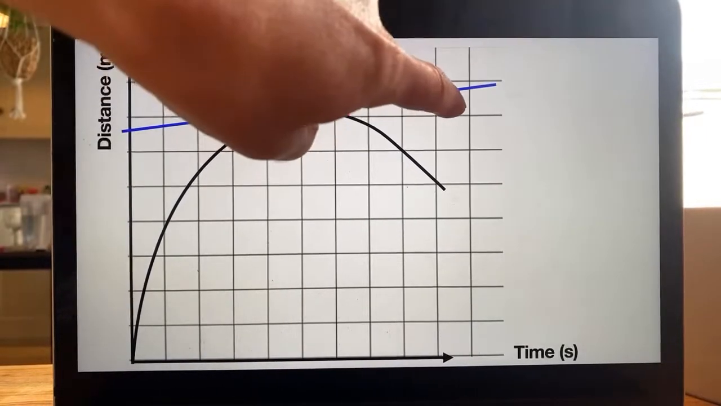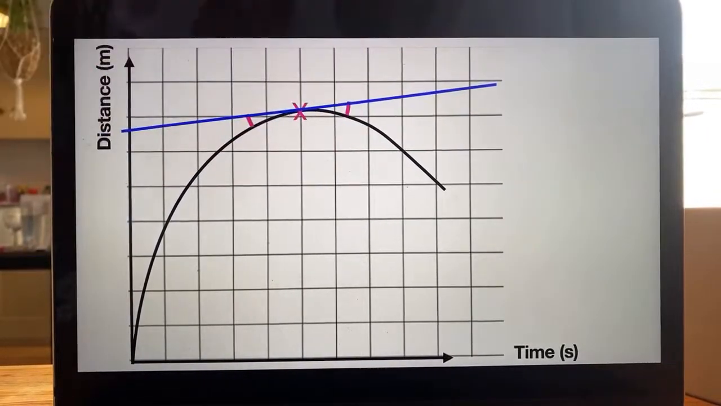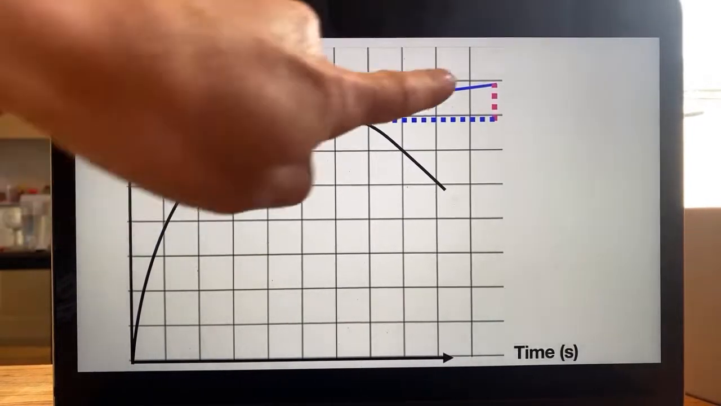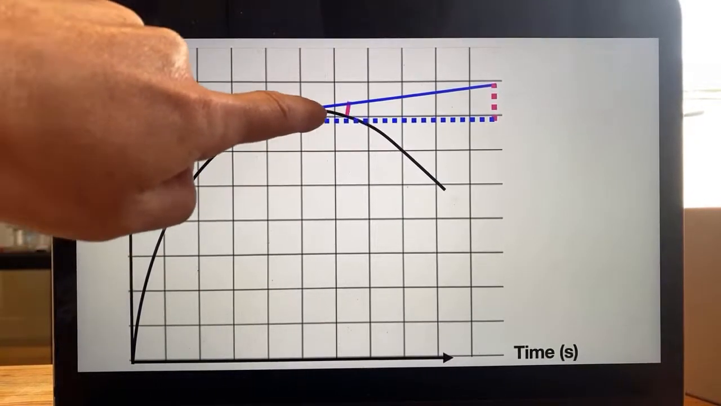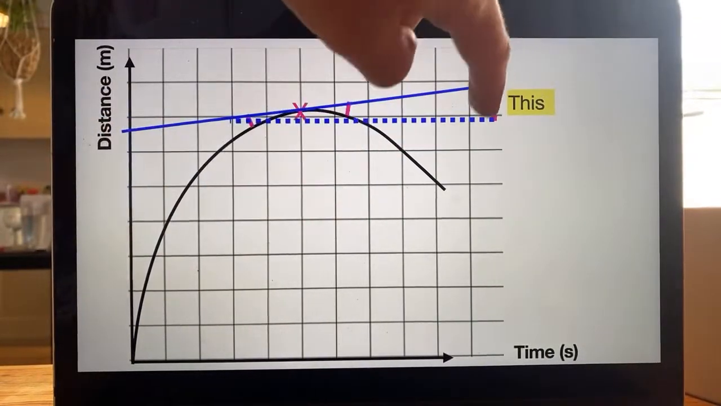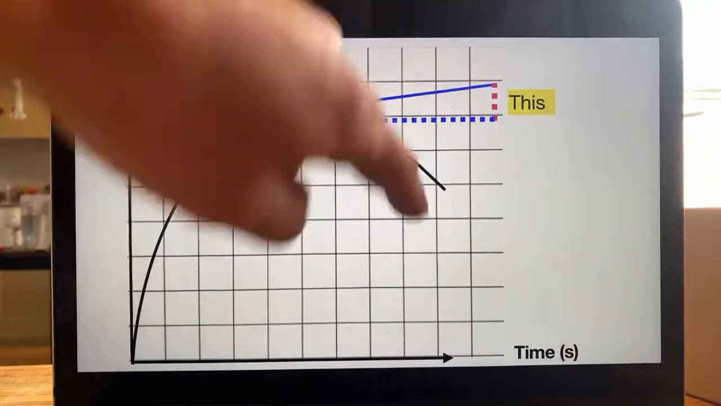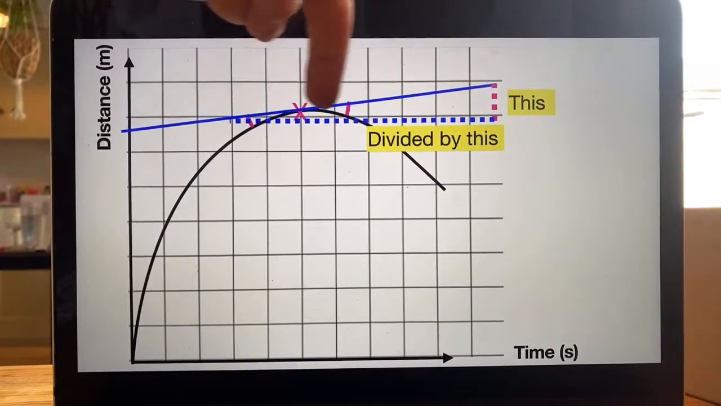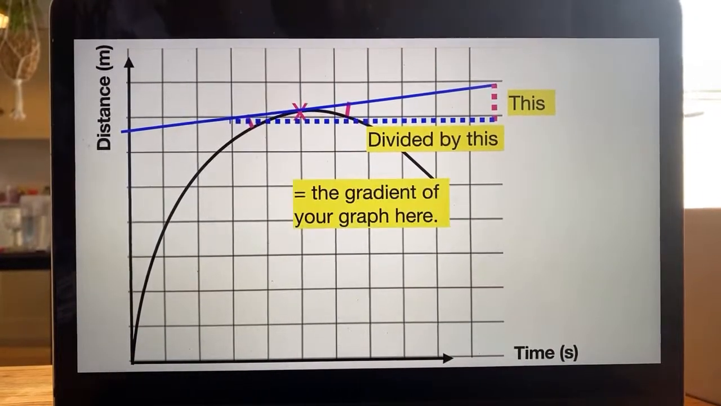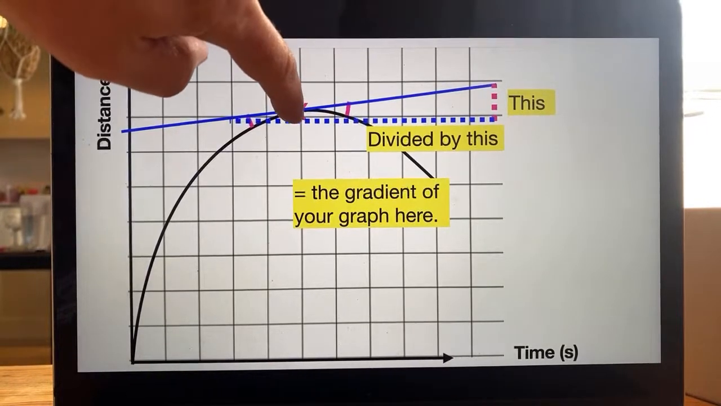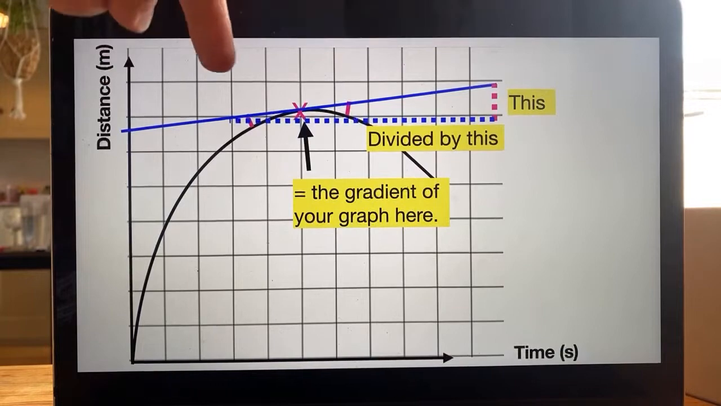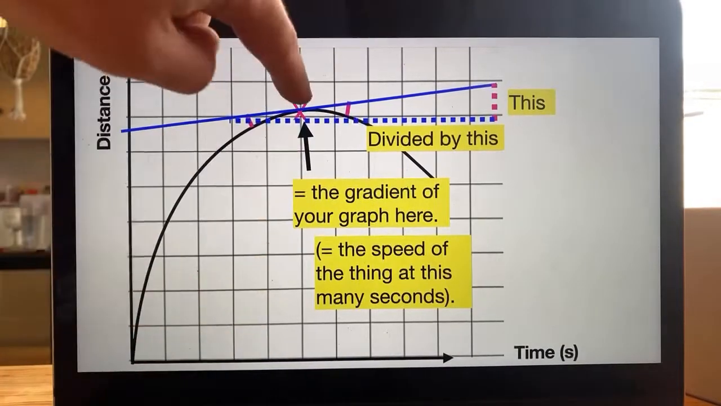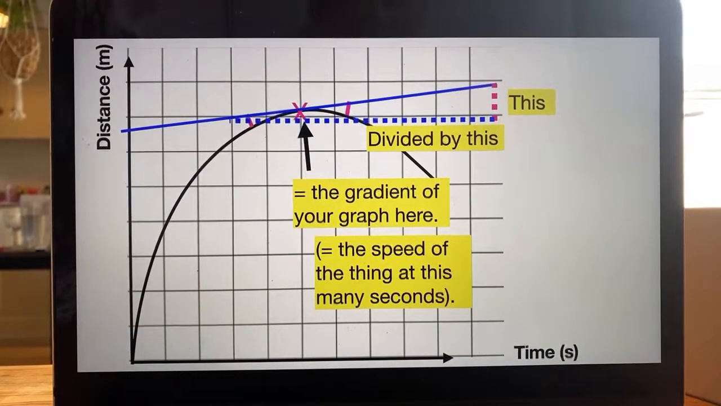So you find the difference in distance and the difference in time and you divide them like that. You see how we've just made a straight line graph, which is a tangent to this curve, and then we do the difference in distance divided by the difference in time. That gives you the gradient of your graph at this exact point, which, because it's a distance-time graph, tells us the speed of the thing at exactly this many seconds.